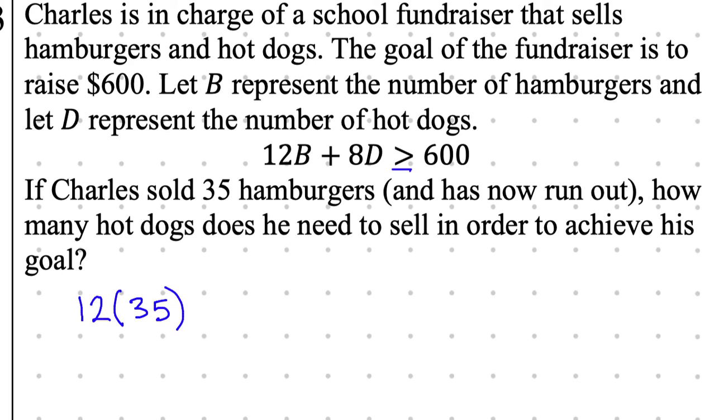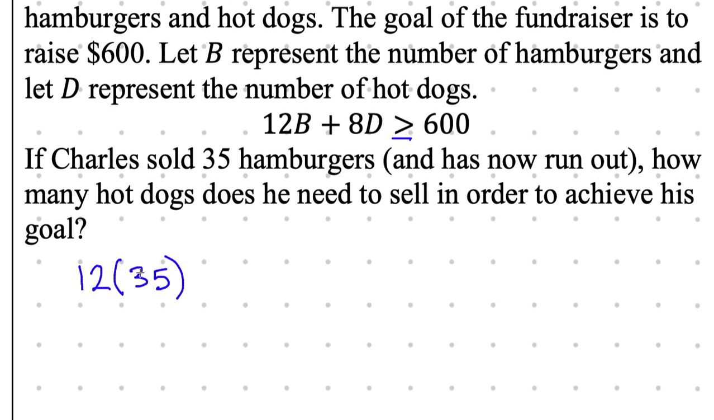Can I go ahead and write them out for you? So, yes, we do need to multiply 12 by 35. Someone else, can you? 420. Thank you, Charles. And then we'll just continue writing down the rest of the inequality. This is going to be plus 8, capital D, is greater than or equal to 600, and then writing down the same line again.